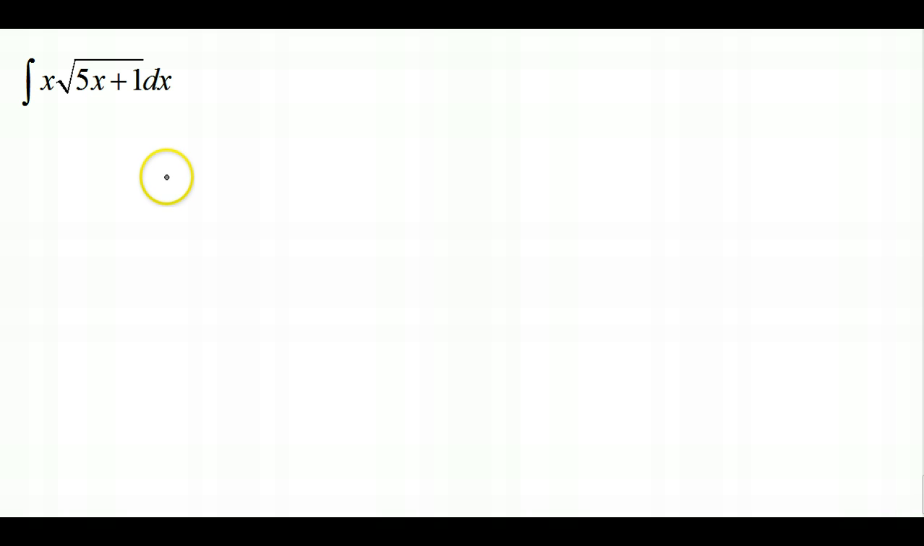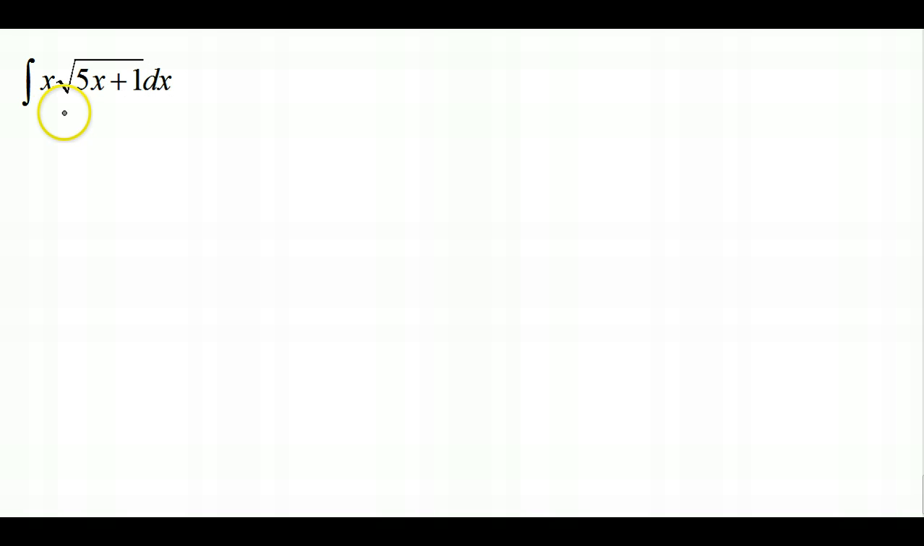Alright, and now this next example is completely different from the ones that we've been solving so far, in that it's still a u-substitution problem, but we're going to have to do an extra manipulation here to be able to apply a change of variables. So here I have x times the square root of 5x plus 1 dx.